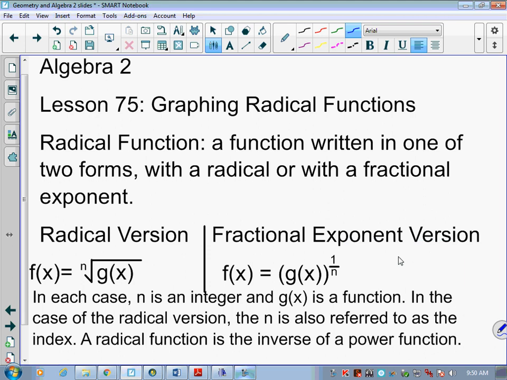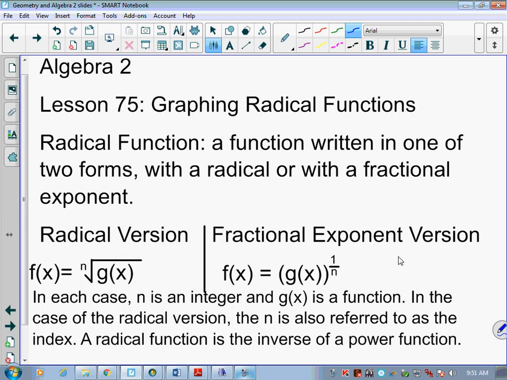Algebra 2, lesson 75, we're talking about graphing radical functions. A lot of what we're going to deal with is different forms of radical functions. A radical function is a function written in one of two forms, with a radical or with a fractional exponent. So we can write y equals the nth root of our function g(x), or we can write y equals g(x) to the 1 over n, and that's going to end up being the same thing. In each case, n is an integer and g(x) is a function. In the case of the radical version, the n is also referred to as the index.